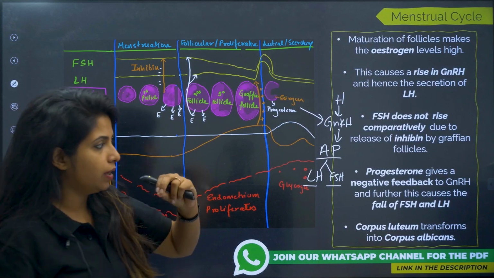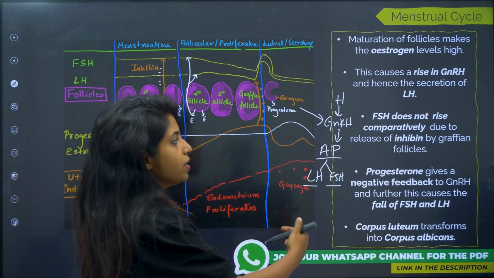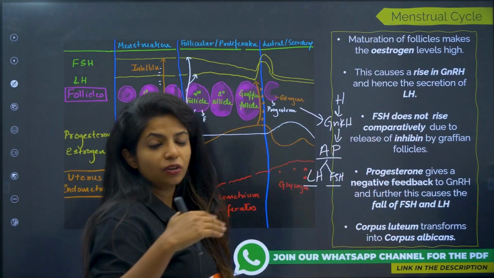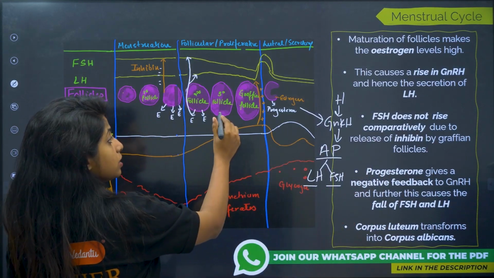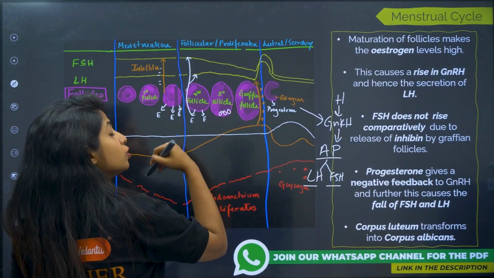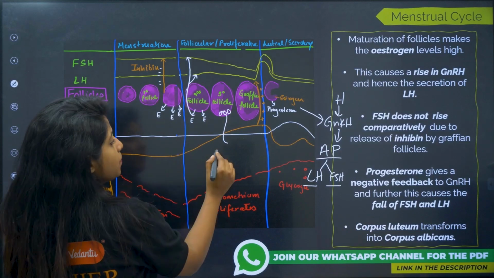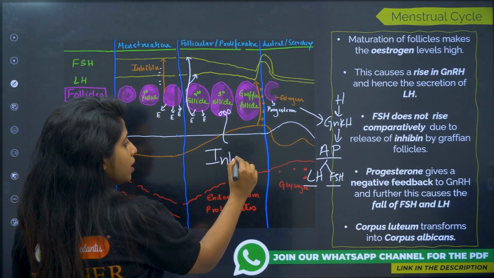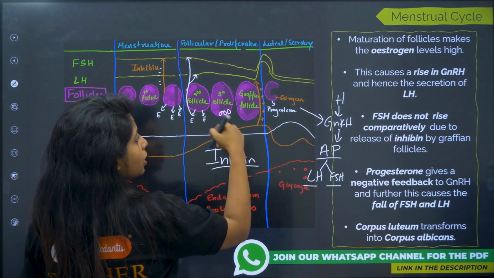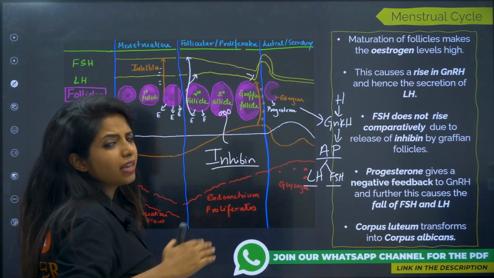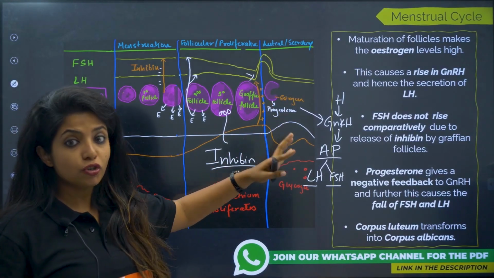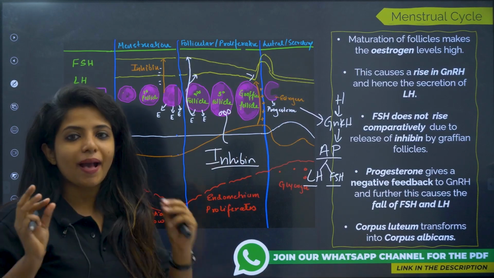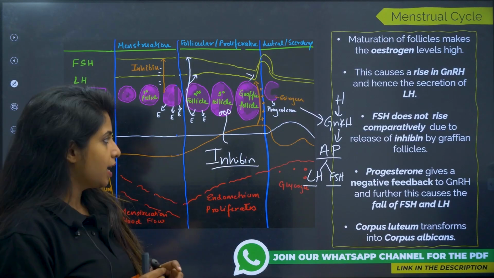Why is that so? That is something that I wanted to tell. FSH does not rise comparatively. Why? Because you remember the Graafian follicles, basically the granulosa cells, they were also releasing something known as what? Inhibin. Now inhibin is going to act on FSH, which is why the amount of FSH will be comparatively lower than LH. I'm not saying entirely lower, comparatively lower than LH. Yeah, that was one thing.